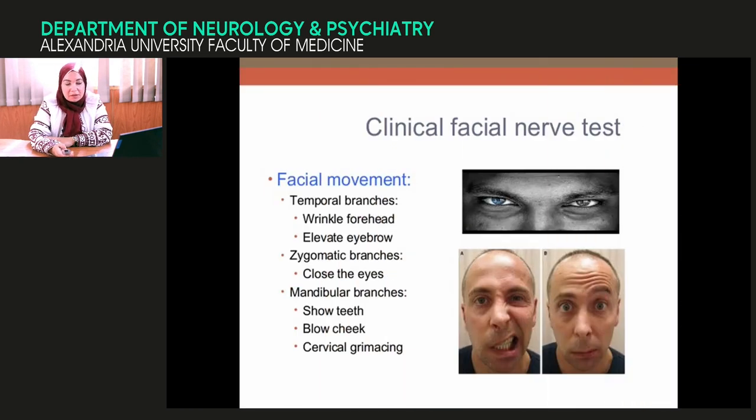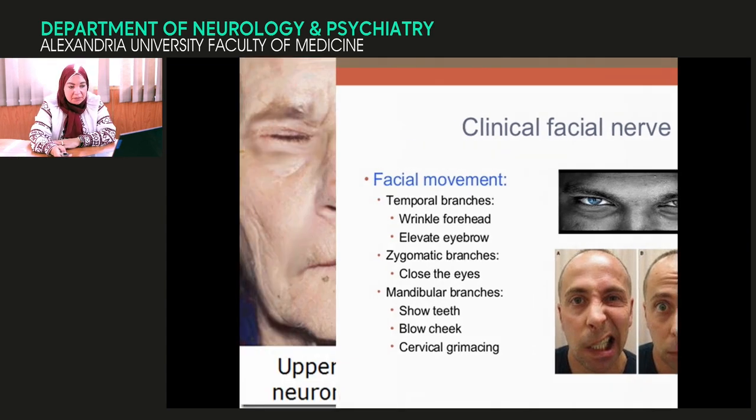Clinical facial nerve test, how to test. We will speak about facial movement. As in this picture, ask the patient to raise the eyebrow, this is the frontalis muscle, and compare the wrinkles on both sides. Ask the patient to close the eye forcefully and try to open it against resistance. Ask the patient to show the teeth, blow the cheeks, and do cervical grimacing for the cervical platysma muscle. This is how to examine.